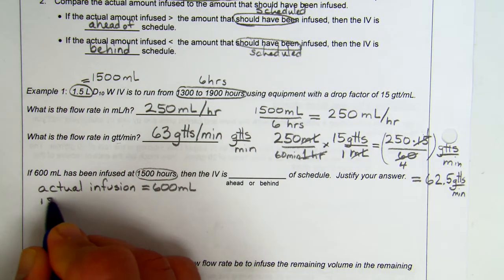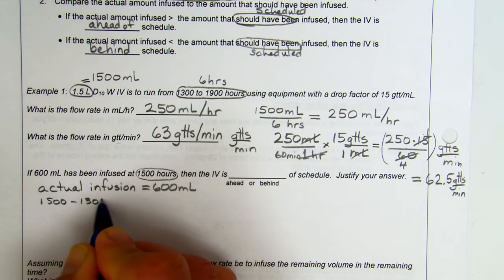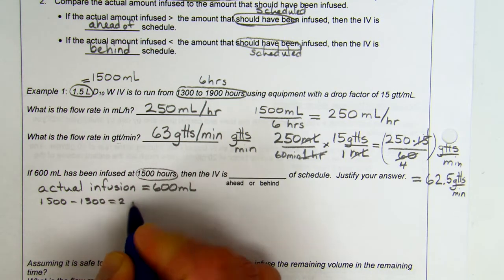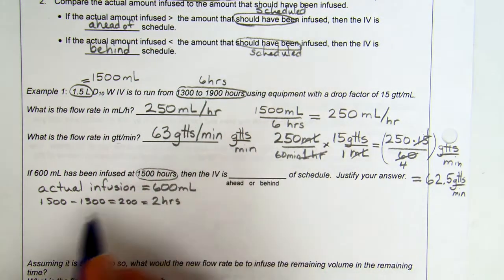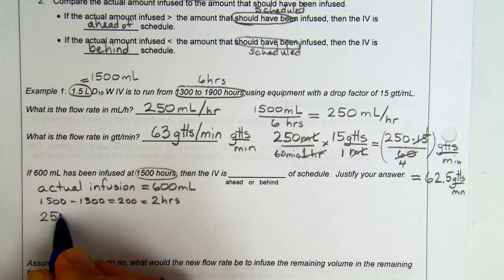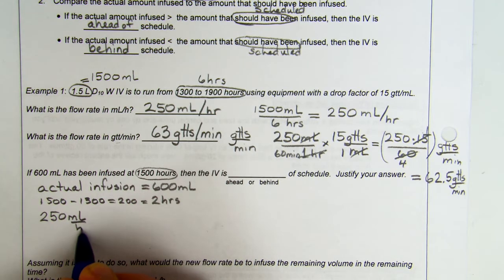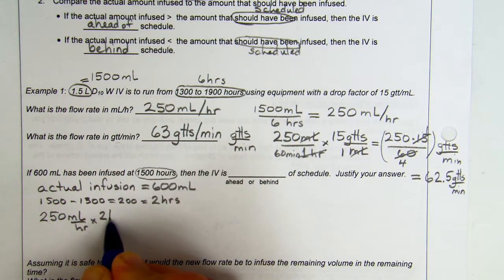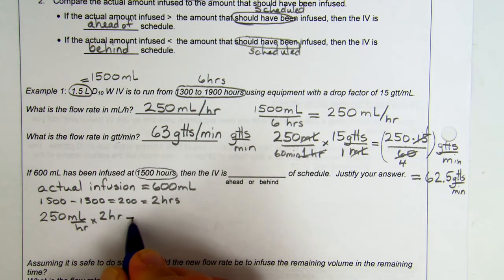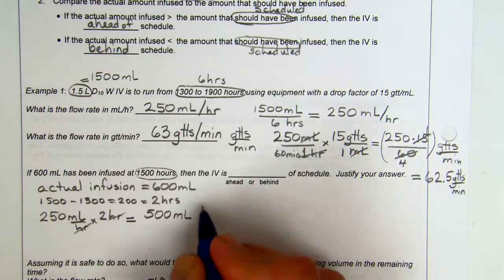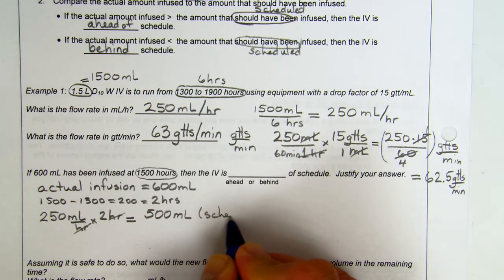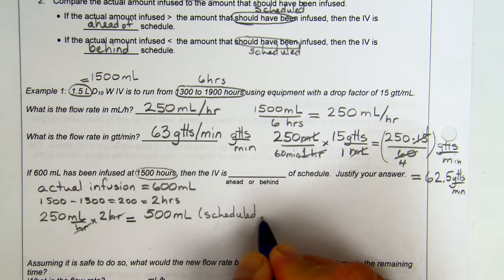Let's see, 1500 minus 1300 would be 200 or 2 hours. So this IV has run for 2 hours at that 250 milliliters per hour rate. So we could multiply those to figure out how many milliliters were scheduled to be infused into the patient. Note the units cancel when we multiply, and 250 times 2 I think is going to be 500 milliliters, and I'll note this is a scheduled infusion.